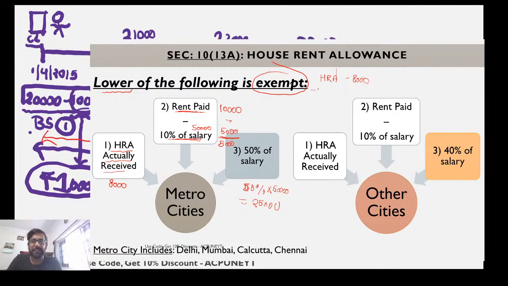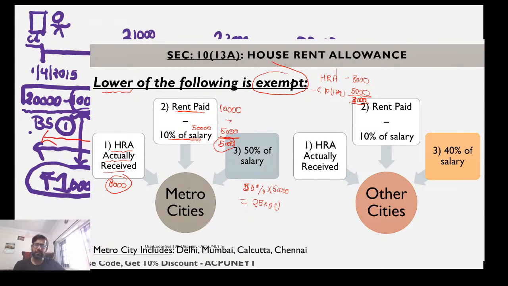Now you will claim exemption under section 10(13A). Exemption under section 10(13A) is the lower of the following. Is 8,000 the lowest of all three? No. Is 5,000 the lowest of all three? Yes, 5,000. So you will receive 5,000 exemption. So you have to pay tax on rupees 3,000. Is it clear?